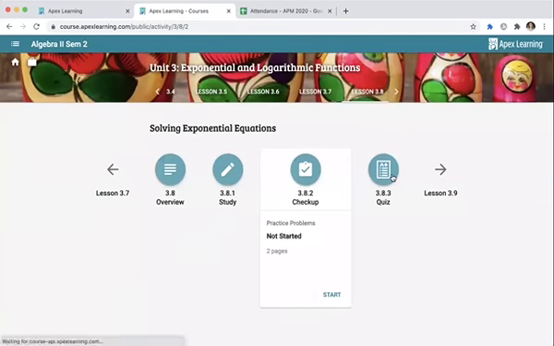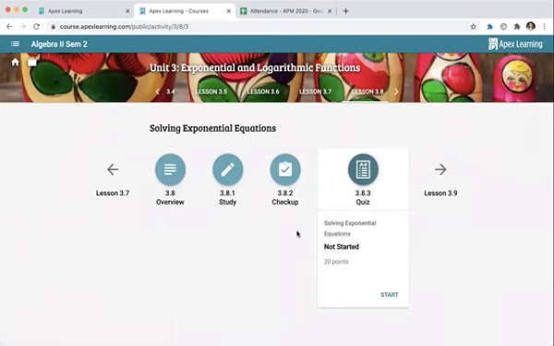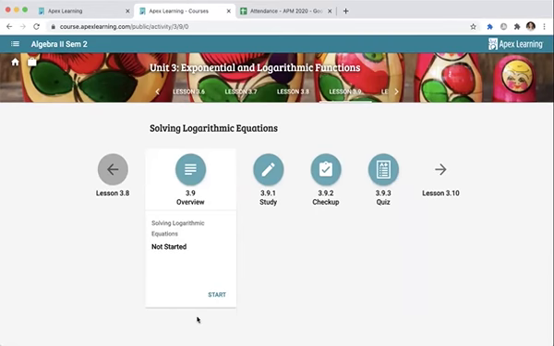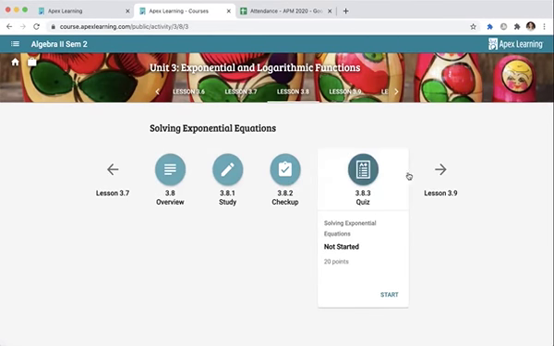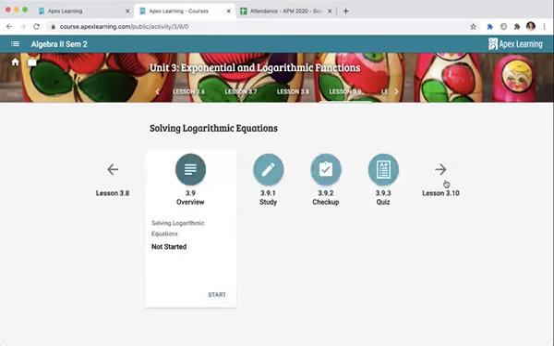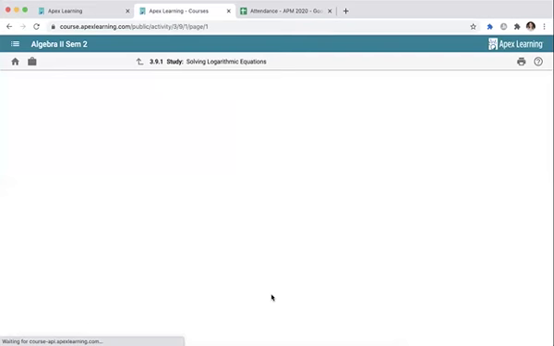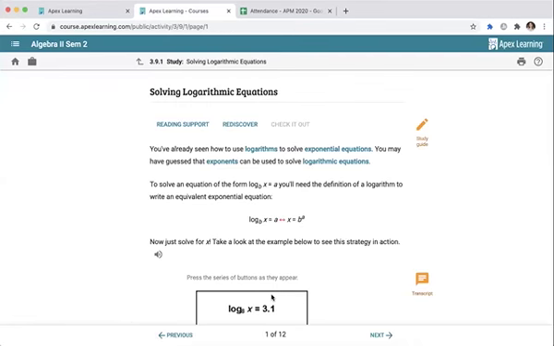Okay, so for 3.8, we have 1 quiz. Right now we've covered 3.7, 3.8, and the final section we're going to talk about with the last 30 minutes of class is 3.9. We just worked on solving exponential equations, so naturally, our next progression is solving logarithmic equations. And hopefully you're going to find a lot of parallels in this unit.